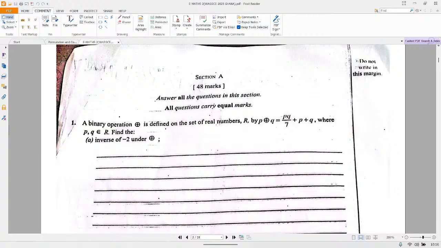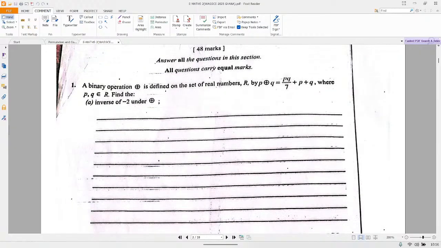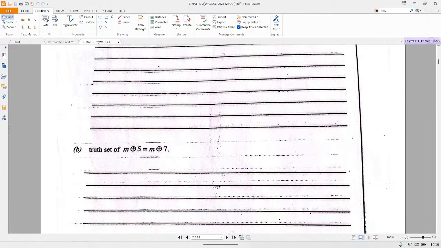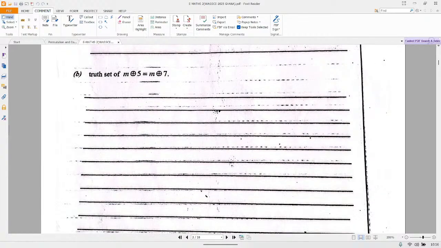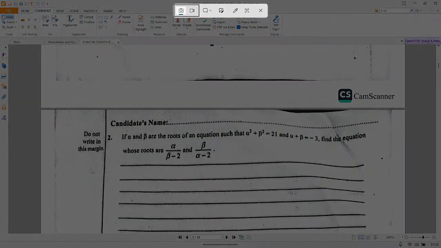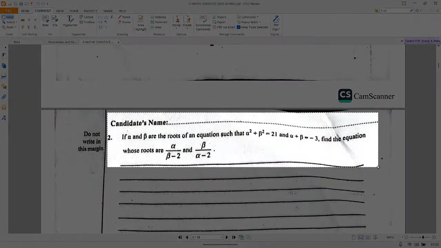Can you solve this one? No, I'm asking just if you can solve it. So I will skip. It's inverse binary operations. Okay, how about this one? Alpha beta. Okay, let's see if you can solve this one.